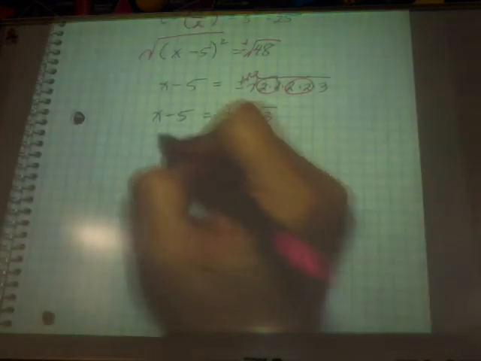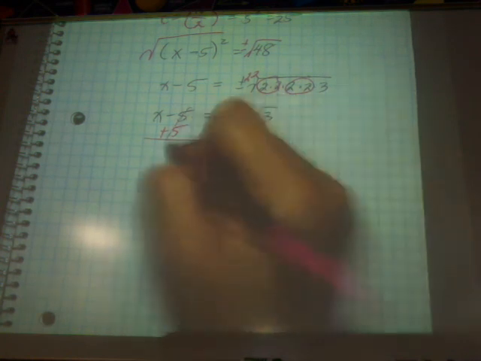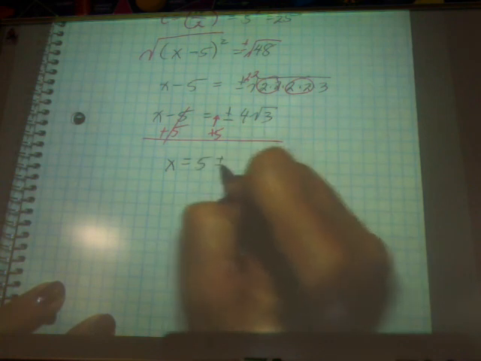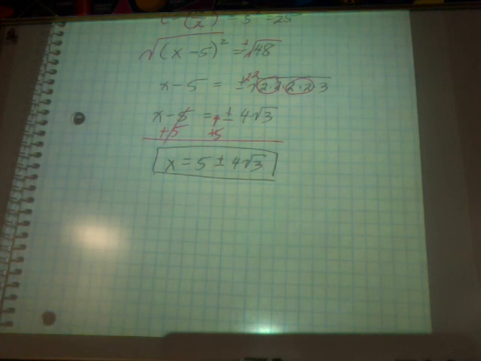Now to finish off our solution, you're going to add 5 to both sides, but it's in front of that plus minus. So you can leave your final answer as 5 plus or minus 4 radical 3. So that's what your irrational answer would look like. And you might have some of those today. Any other questions before we do our work? No.